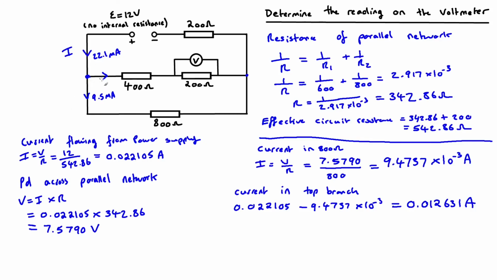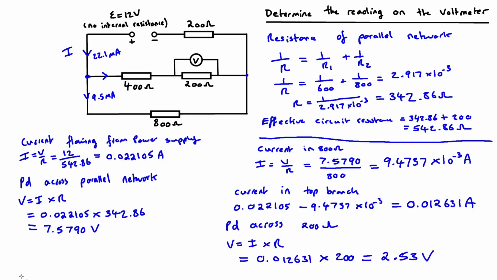So we now know the current that will pass through the top branch of our parallel network, and therefore we know the current in the 200 ohm resistor. We know its resistance is 200 ohms, so now it's trivial to work out the potential difference across it. And there we are. The potential difference across the 200 ohm resistor is 2.53 volts, but we've just been given the internal resistance to 2 significant figures, so 2 significant figures would be appropriate for our final answer. 2.5 volts. There we are.